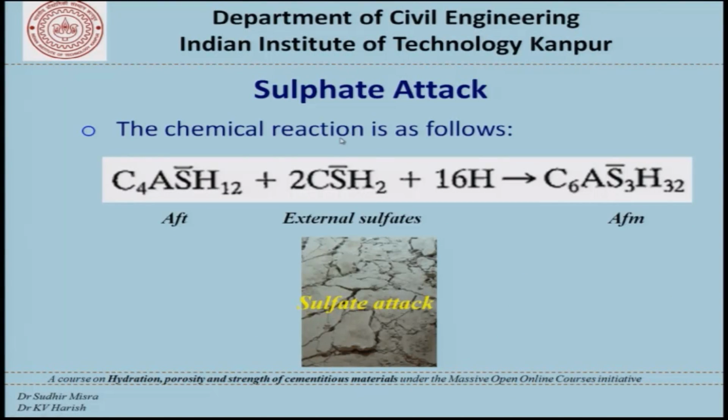The reaction occurring during the sulphate attack is as follows. The C4A bar H12, which is referred to as monosulfoaluminate, that is already present in the Portland cement based paste system, reacts with the external sulfates in the presence of water to form ettringite. So, this reformation of ettringite basically deteriorates the concrete because of expansive stresses created.